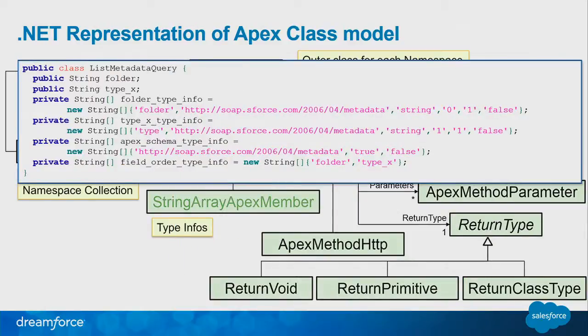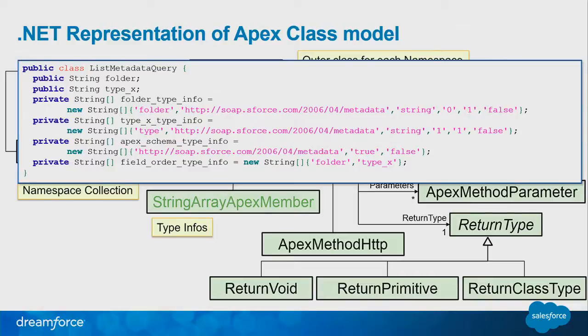Another interesting part is a special type of a member that a class can have, and that's the string array Apex member. That's particularly used to hold metadata for web service callout invoke. It'll look for elements with a special type info name, and it will pull that metadata from those. The first parameter, like folder, is the name of the element in the SOAP message, and then there's its namespace. Its data type, in this case string.